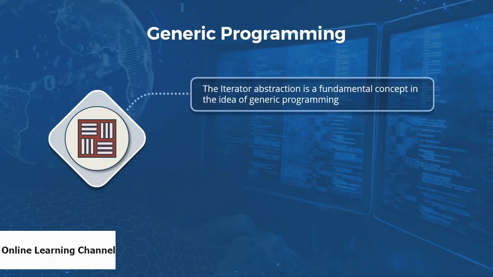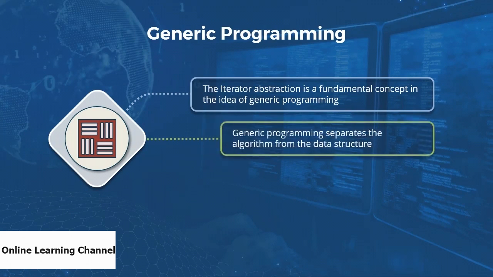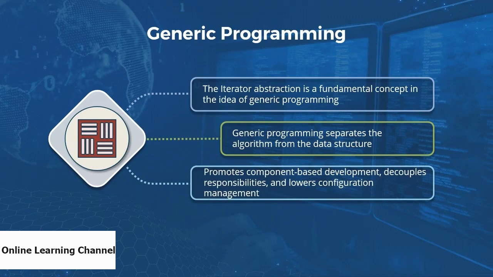The iterator abstraction is a fundamental concept in the idea of generic programming. Generic programming is a kind of programming methodology where you separate the algorithm from the data structure. So, the changes that you make to your algorithm should be independent of the changes that you make to your data structure. They should be loosely coupled and have a common interface through which they communicate and interact. Generic programming has several advantages. It promotes component based development, decouples responsibilities, the algorithm is separate from the data structure, and lowers configuration management.